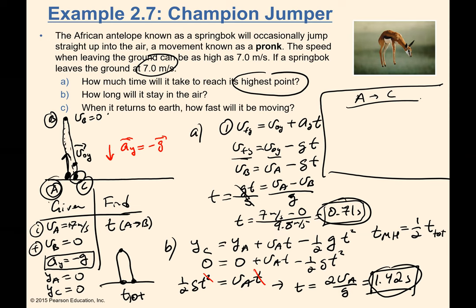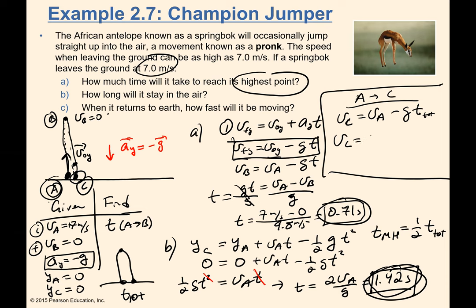And to do that, remember, I know how fast I'm moving at A. I know how long it takes to go from A to C, which I just calculated. And I know the acceleration, which is negative G. That means I can use equation one, where final velocity, which is velocity at C, equals initial velocity, velocity at A, plus acceleration times time. But I'm using this version, minus G times T, and this is the total time. So VC equals VA, which is 7 meters per second, minus 9.8 times 1.42 seconds. If I calculate, I'm getting roughly negative 7 meters per second. That's my final speed when I reach point C.